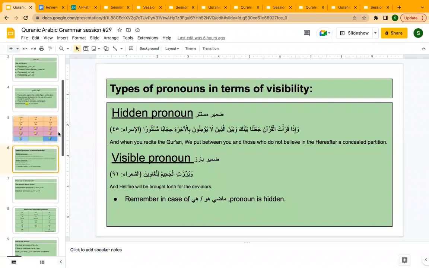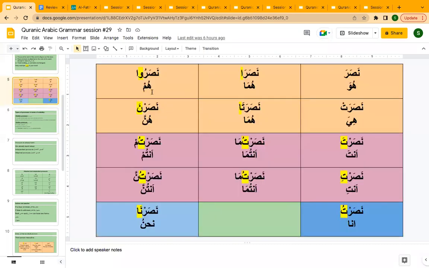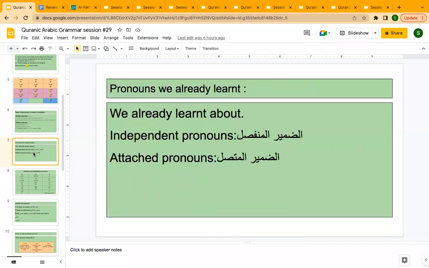And this is what we have also done in terms of visibility, that there are two types of pronouns, hidden pronoun and visible pronoun, right? Hidden pronouns are called dhamir mustatir, and they are only going to be in case of two af'al, huwa and hiya. The rest are visible pronouns in case of fail madi. You all were able to appreciate the rest. I hope everyone has understood.